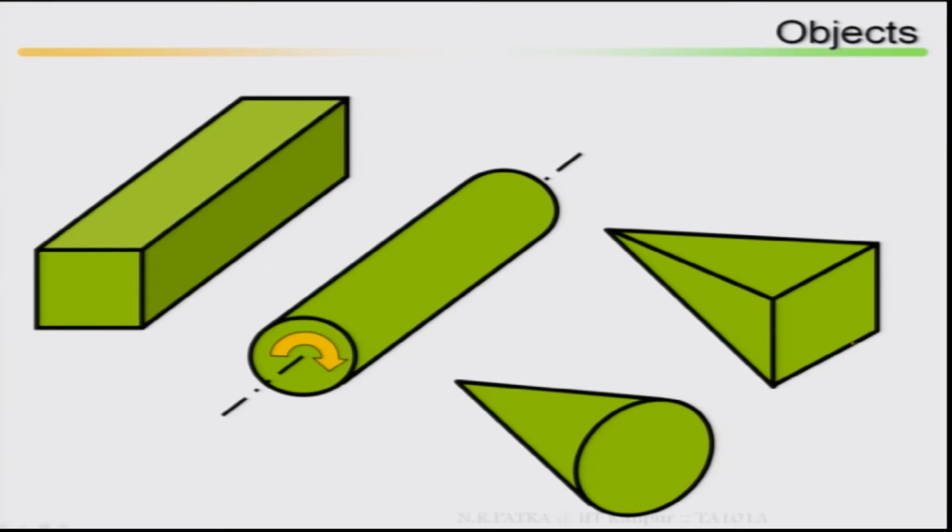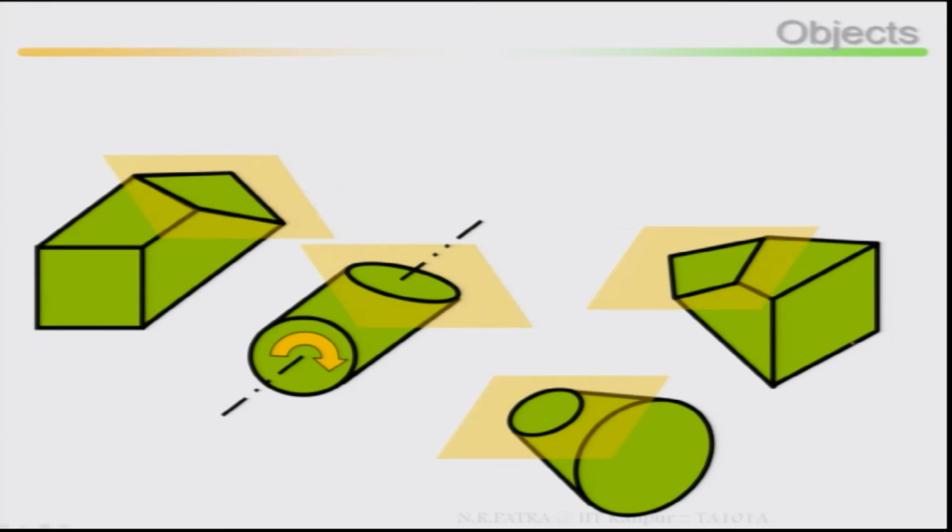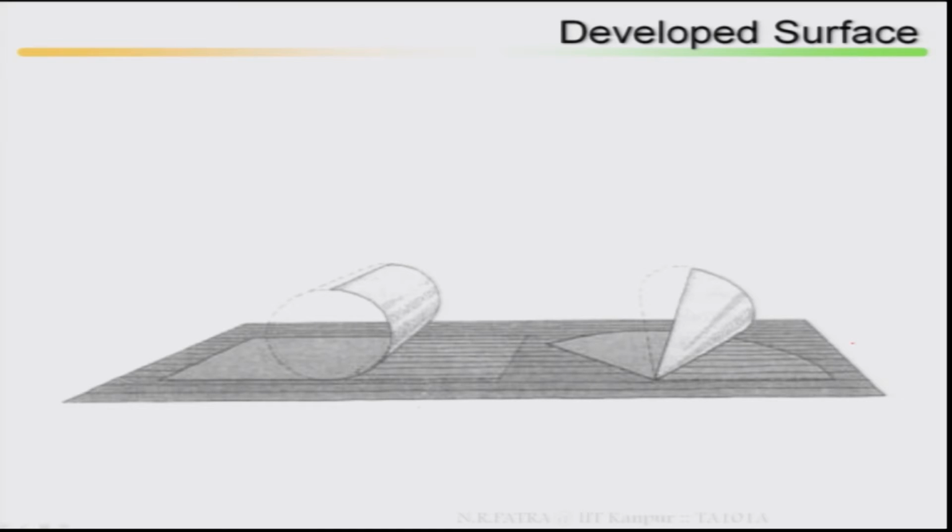Now, look at these objects. I cut it. Now, look at how the development of the surface looks. There is a circular surface or cylinder. The cylinder has to be prepared by means of a metal sheet. What is your next step? This metal sheet, exact dimension you have to cut it.